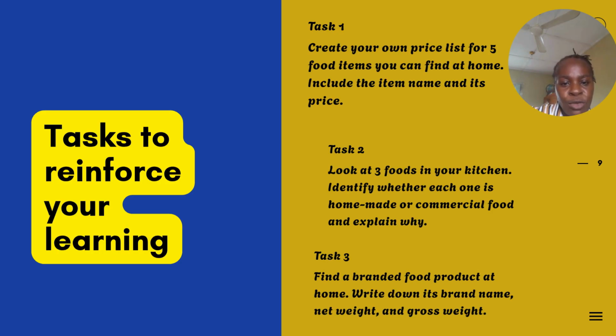So I have a task for you here to reinforce your learning. You need to create your own price list. Then you need to look at three foods in your kitchen and identify which one is homemade and which one is commercial food. Then you find a branded food product at home and write down the name of the brand, the net weight, and the gross weight. Don't forget, the net weight and the gross weight is always written on the package.